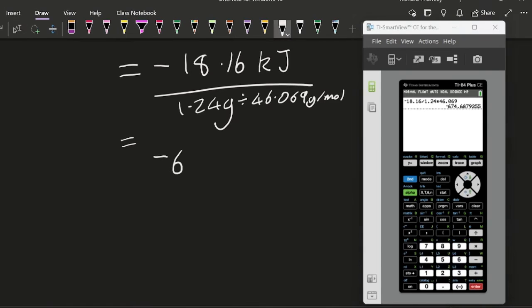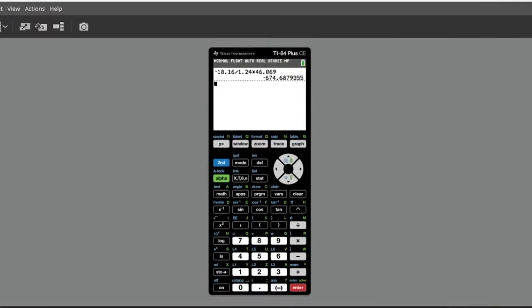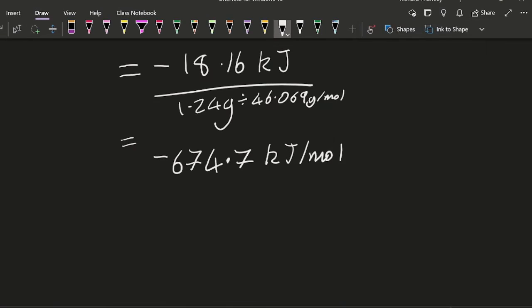So minus 674.7, and that should be in kilojoules per mole. Alrighty. Yeah, because that gram cancels with that gram, I've got kilojoules per mole.